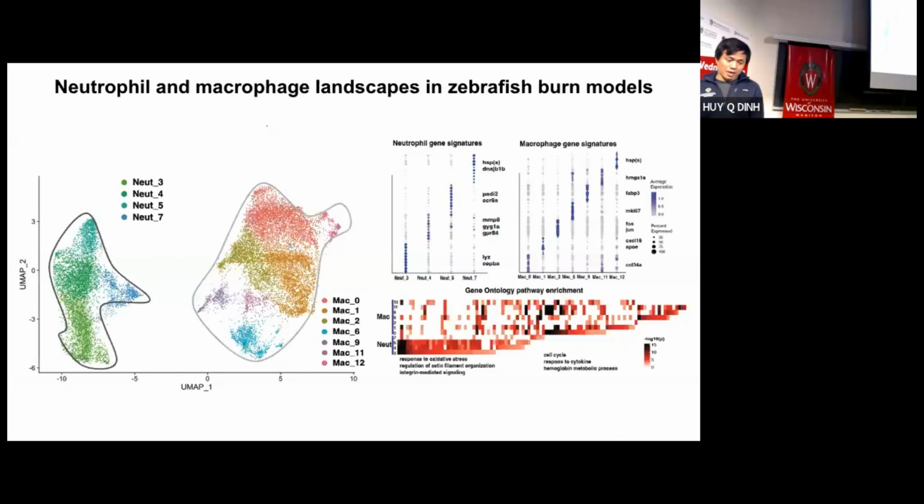Briefly, we are able to identify 4 neutrophil subsets and 6 macrophage subsets. They seem to have distinct transcription. Here's an example, this plot called a dot plot. The darker color means more expression, and the size of the circle is the percentage of cells that express the gene in a certain subset. We identified 4 neutrophil subsets and 6 macrophage subsets that have distinct gene signatures, and they also have some gene ontology pathway enrichment when we use gene set enrichment to compare across the subsets.